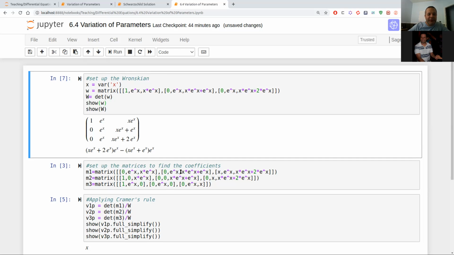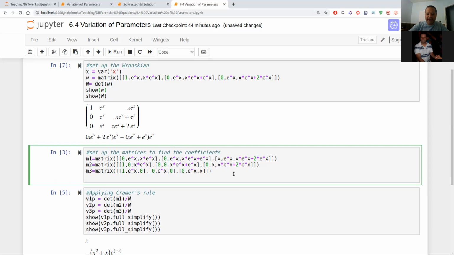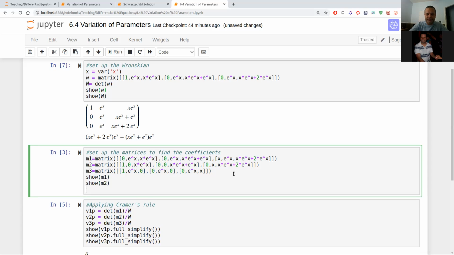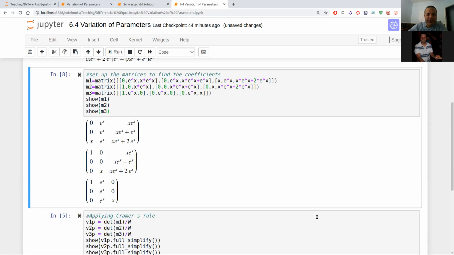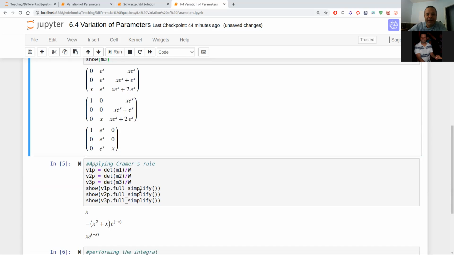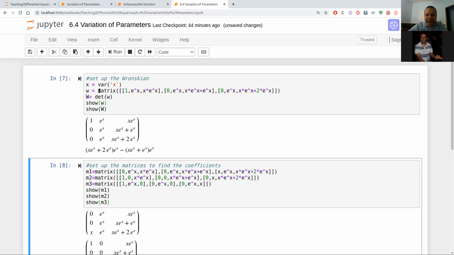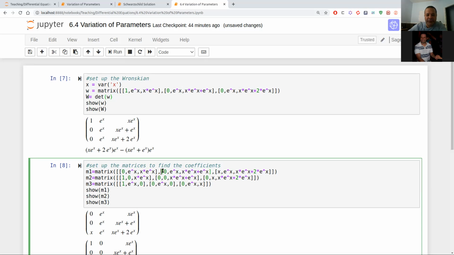Then I have M1, M2, and M3. I even called them that in the notes. I'm going to show them so that we can see. Those look right. So this is just a notation. You see, I created the matrix. I basically just copied and pasted and replaced the zeros where I needed to, or replaced the columns.